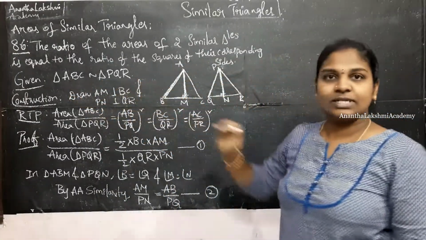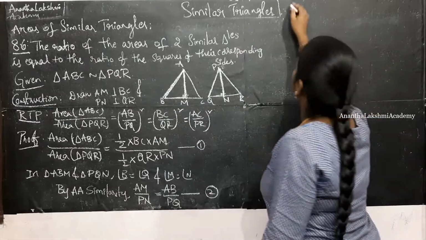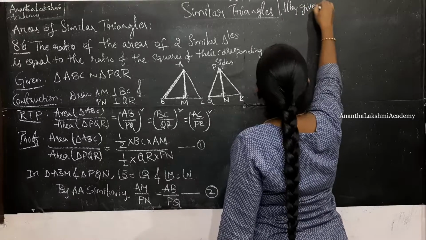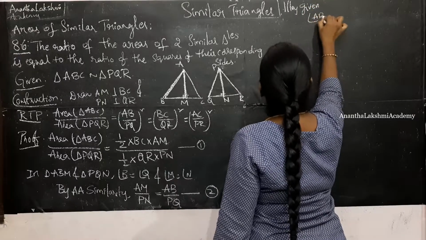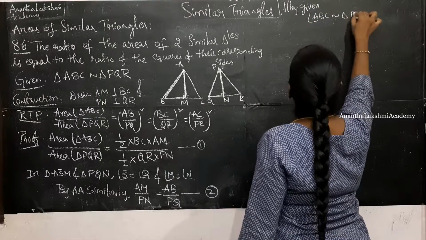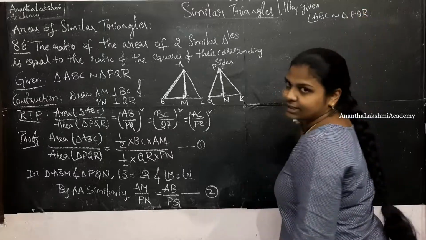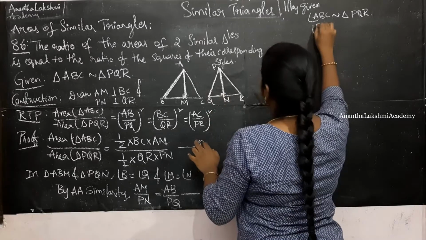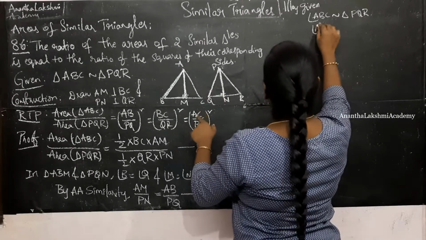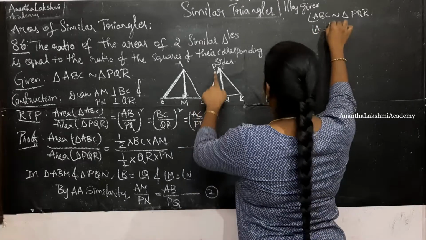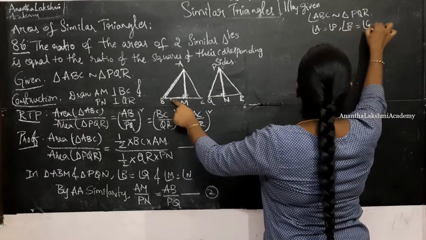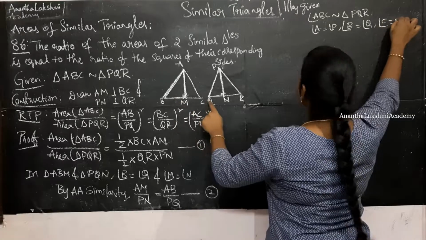Triangle ABC is similar to triangle PQR. So, similarly, what is given for us? Triangle ABC is similar to triangle PQR, isn't it? When triangle ABC is similar to triangle PQR, angle A is equal to angle P, and angle B is equal to angle Q, and angle C is equal to angle R.